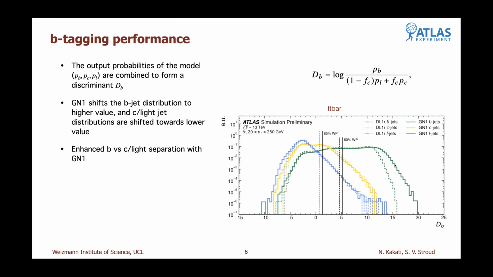From this plot, you get a qualitative idea that with the new architecture we are doing a better separation. Also, once you have this plot, you can put a threshold somewhere, and that defines your working point. If your jet is above the threshold, you would call it a b jet.